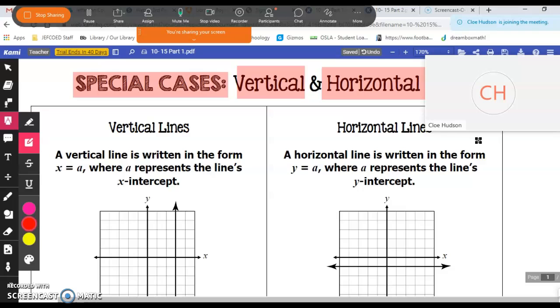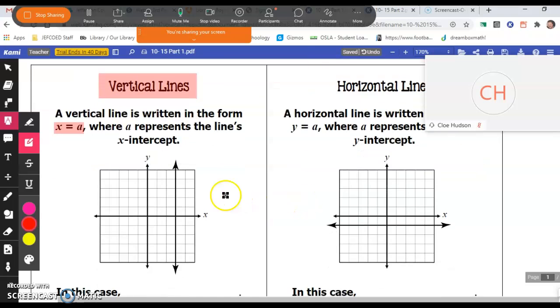Vertical lines, you know, travel north to south, up and down, not just one direction. Okay, up and down. So vertical lines are going to be the first one that we look at. A vertical line is written in the form of x equals a, where a represents the line's x-intercept.